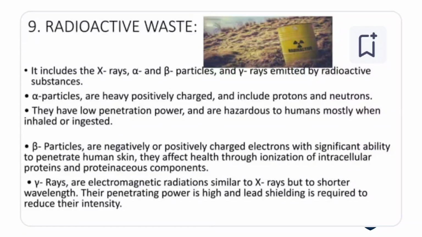Beta particles are negatively or positively charged electrons with significant ability to penetrate the human skin. So they affect the health through ionization of intracellular proteins. So more than alpha particles, these beta particles are more hazardous. And gamma radiation, or electromagnetic radiation, is again similar to X-rays and has a shorter wavelength. They also have high penetrating power and it is also highly hazardous.